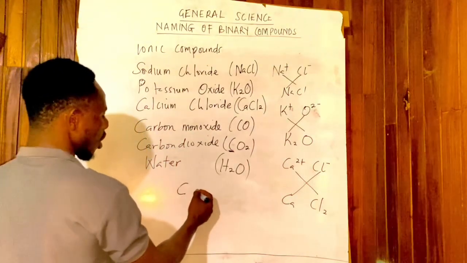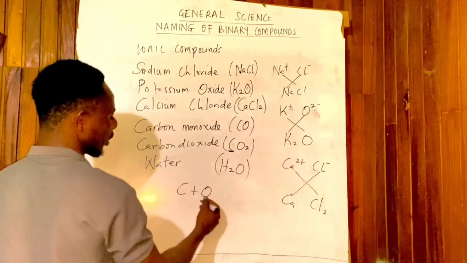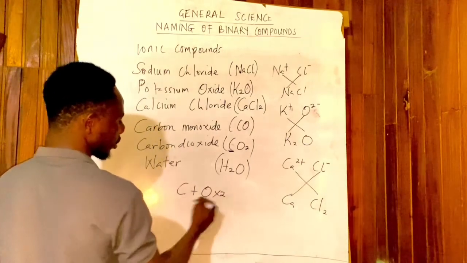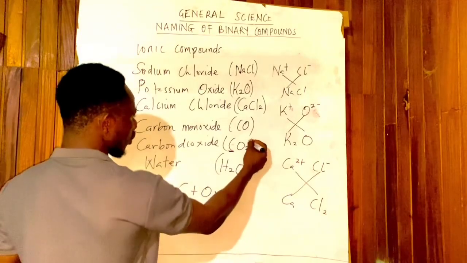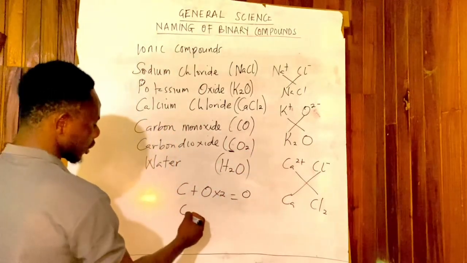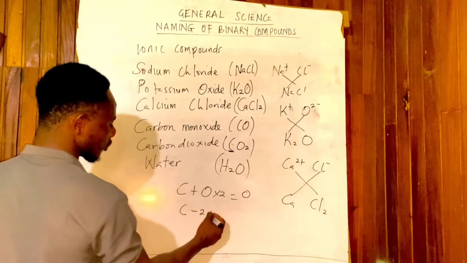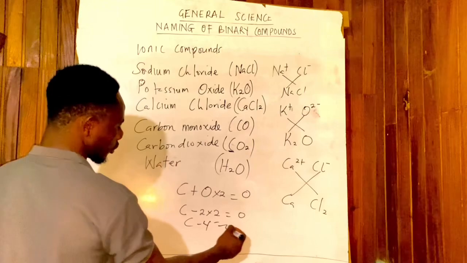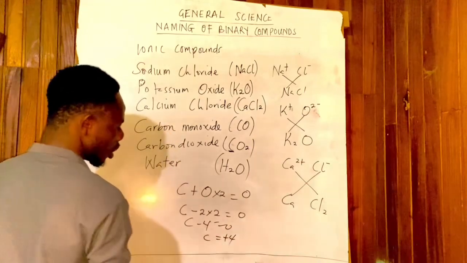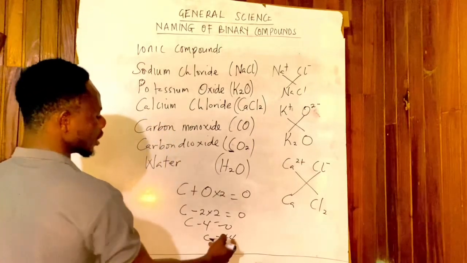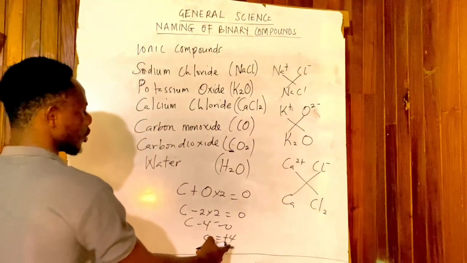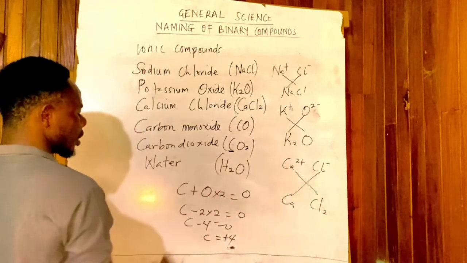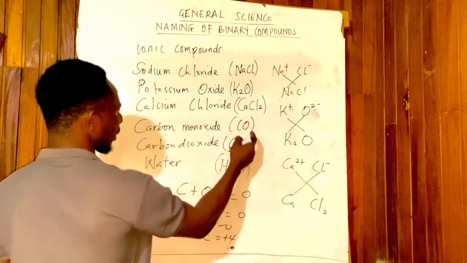We have C plus, oxygen in this state has a charge of -2. So oxygen multiplied by 2, which is equal to, now this whole compound has no charge, so 0. So C minus 4 is equal to 0. C is equal to plus 4. So the plus 4 is telling you the oxidation state of carbon. So we can say carbon 4 oxide, which is the same as carbon dioxide.